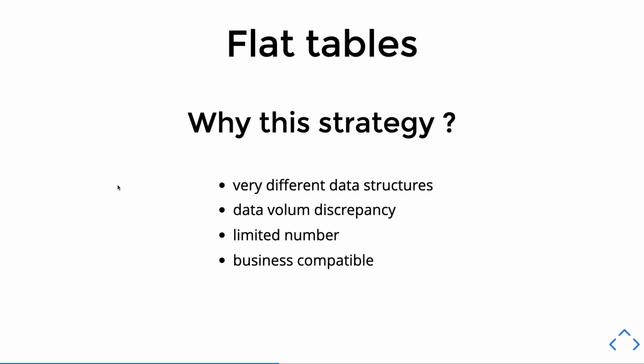So why this strategy about flat tables? First of all, the data structure of each industry is very different, from e-commerce to food delivery, for example. So it couldn't fit in one table. Then there is the data volume discrepancy. We have a lot more data in e-commerce than in buy now, pay later, for example.